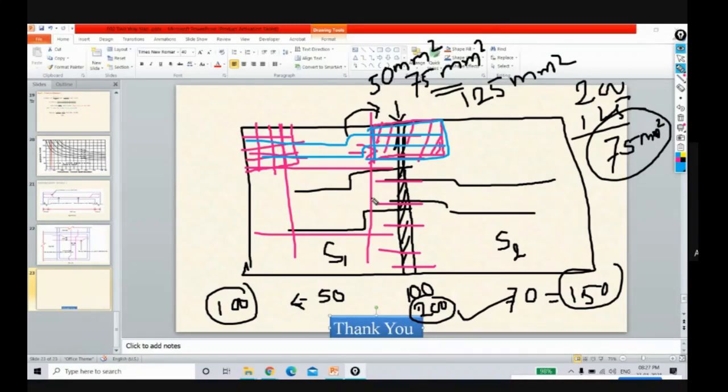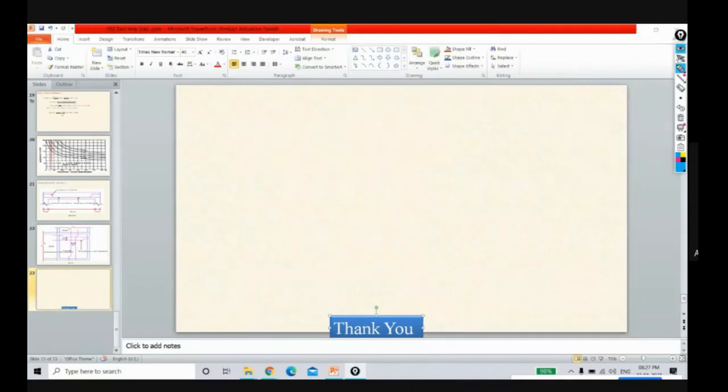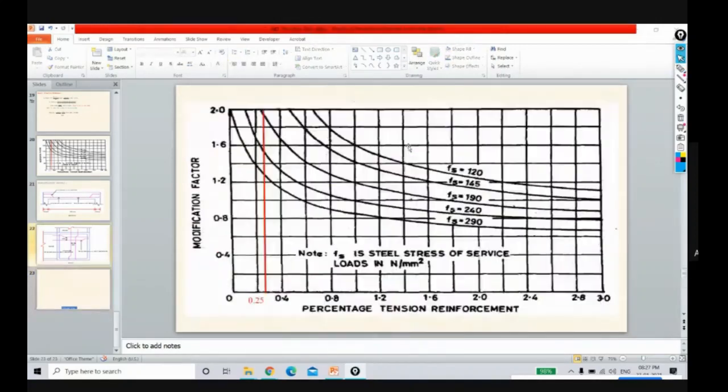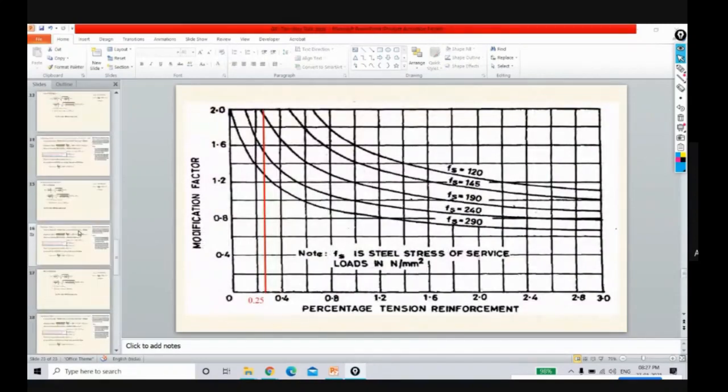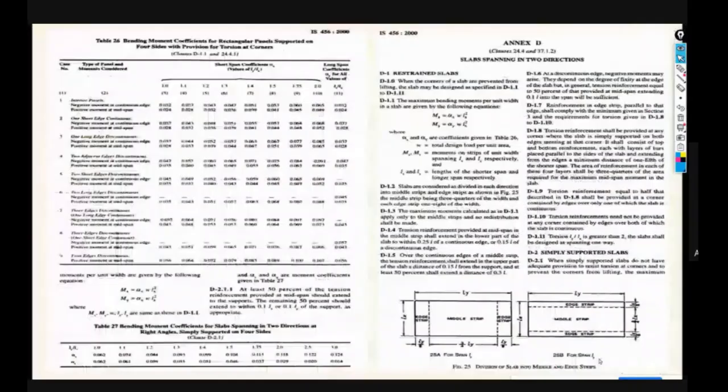Both spans we need to check, because if you see the clauses or cases, in this case, interior panel: one short edge continuous, one long edge discontinuous, two adjacent edges discontinuous, two short edges discontinuous, two long edges discontinuous. That means both edges are considered, the long as well as the short. So we have to focus on both long as well as short span.